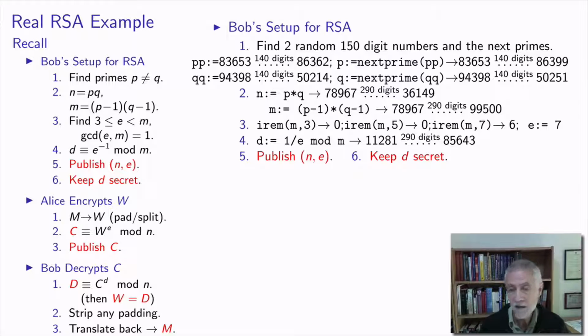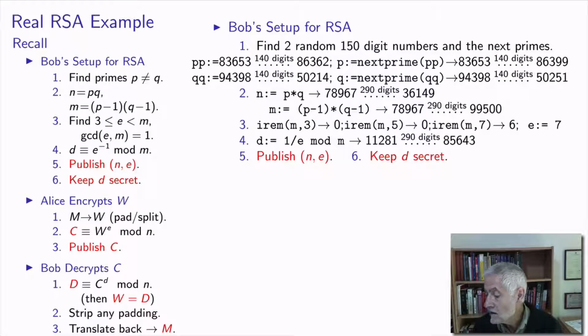The process we've used here is, first of all, enter, using Maple, a mathematics software package, a random 150 digit number, and call that PP. Then ask Maple to compute the next prime on or after PP. Maple does that, and it comes up with this number here. The actual number is written down in the notes for the course.